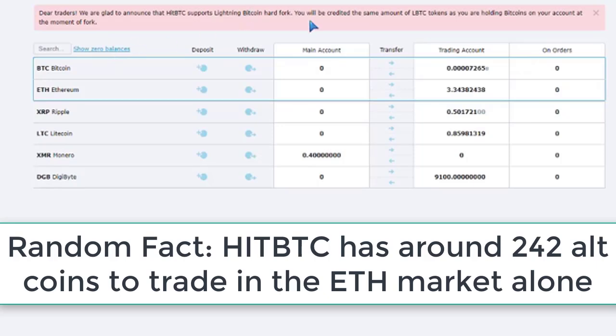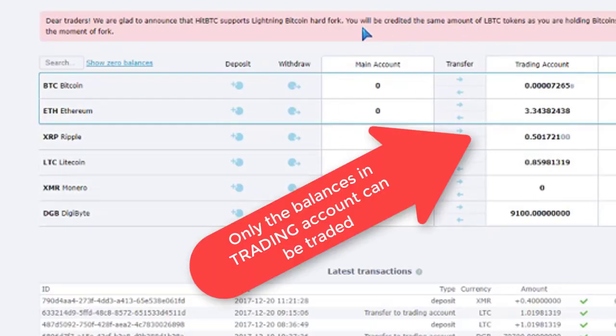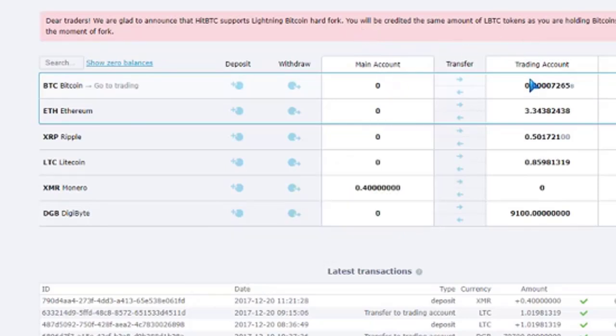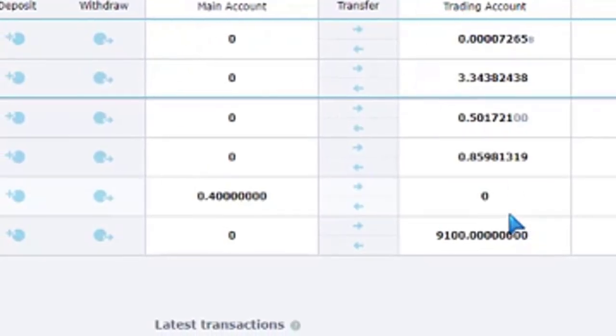And then there's two really important things to point out. You have your trading account, which is the amount of crypto in there, and then you have your main account. So, very important point, you can only trade with coins that are in your trading account. And you're like, well, what's the difference? If I wanted access to these Monero funds, I would have to click this arrow and move it from my main account to my trading account. Otherwise, I would not have access to it.